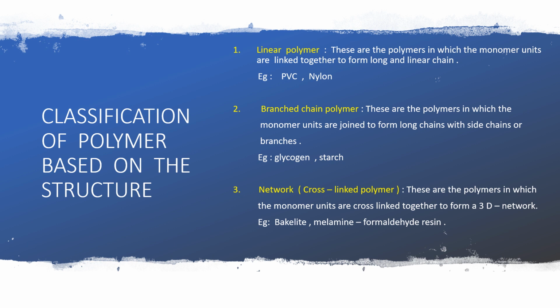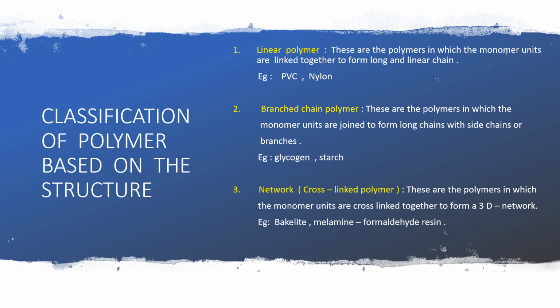Second type of polymer is branched chain polymer. Here the monomer units are joined to form long chains with some side chains or branches. Means previously in linear polymer you have long and linear chain, but in case of branched chain polymer, along with that long chain there will be some side chain or branches. Means these monomer units are joined to form long chain with side chains. Then you will get branched chain polymers. For example, glycogen, starch.